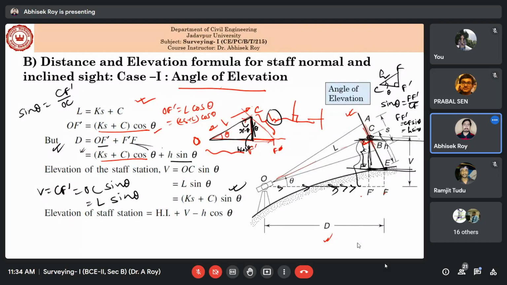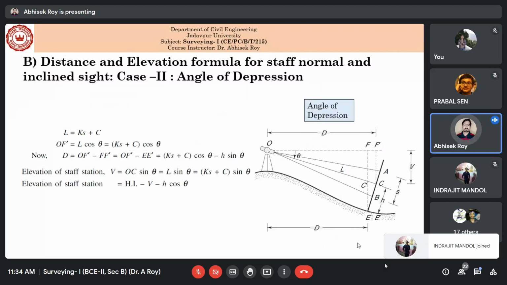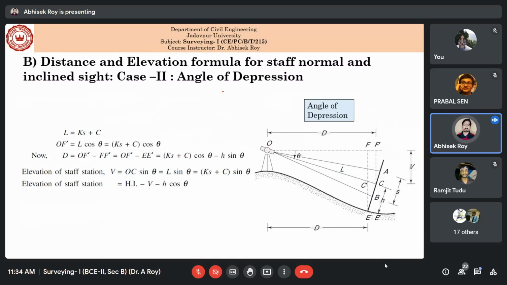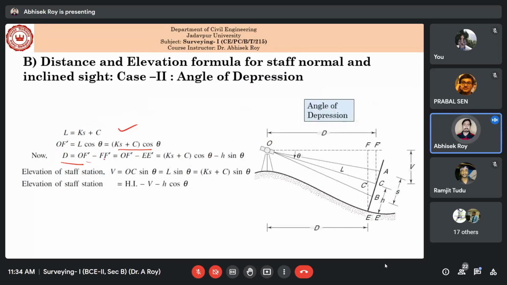Then we come to the second case of the similar one, that is your staff is normal but site is inclined, but right now the angle of depression is there. So similarly, L will be Ks plus C. Instead of L or wave dash, you can write L cos theta, that is Ks plus C cos theta. Only the thing is that D is OF dashed plus F dashed F in the previous case for the angle of elevation. Here it will be OF dashed minus F dashed F.